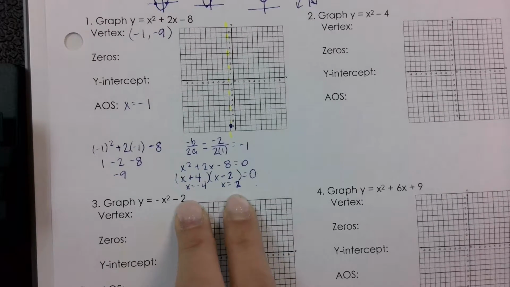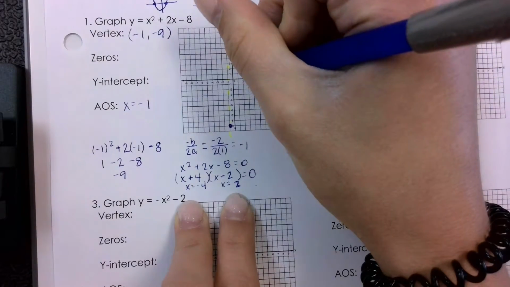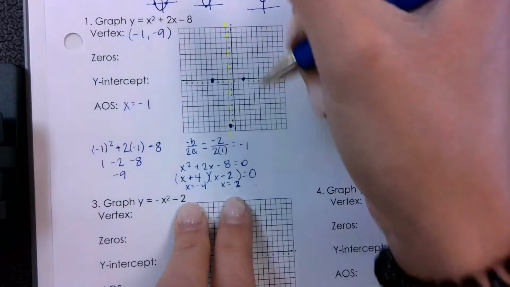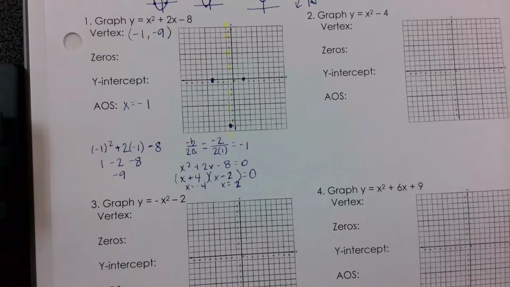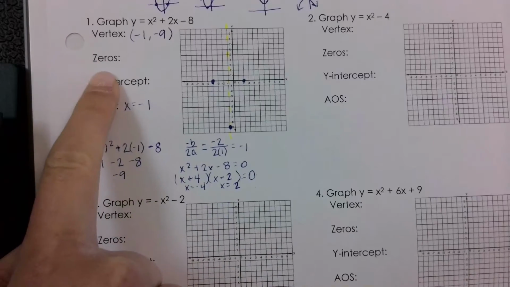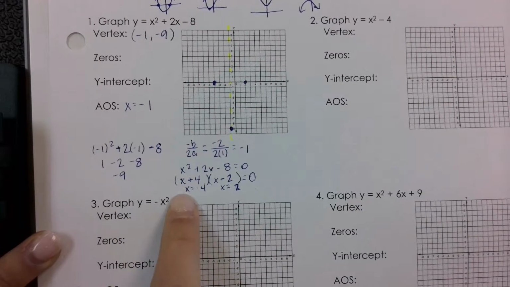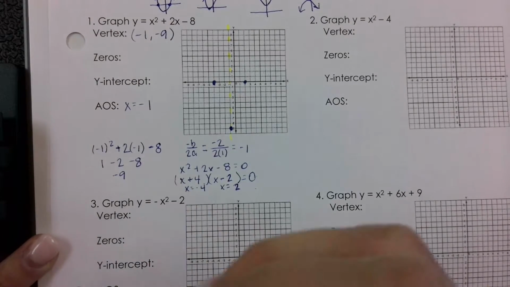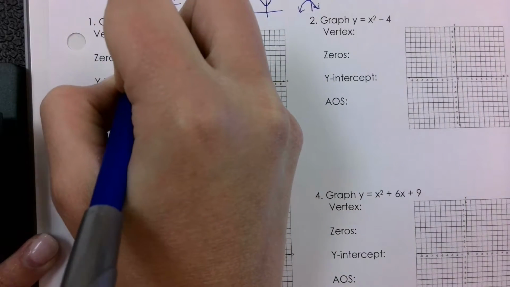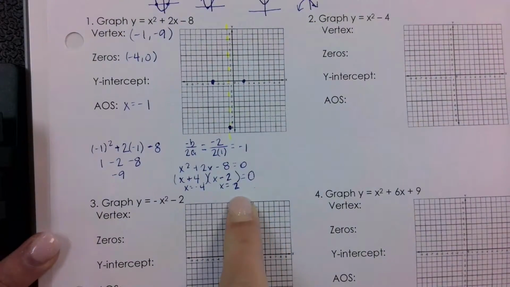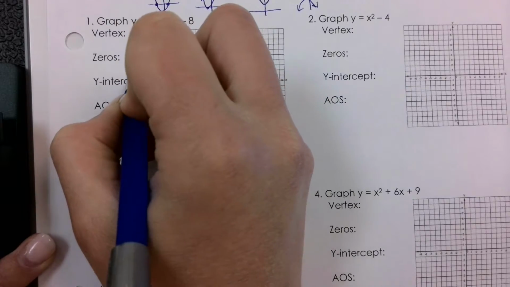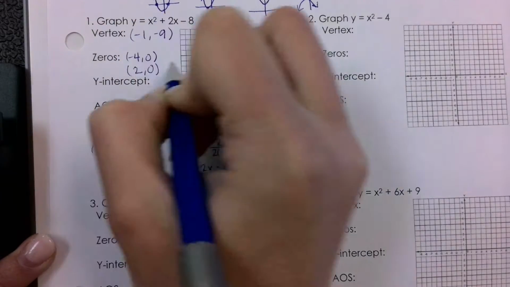Do you agree? Yeah. Okay, so I'm going to go to the x-axis and put a point at +2 and put a point at -4. So we've got those. And we can go write our zeros. I want to write them as ordered pairs. So how would we write -4 as an ordered pair? Okay, -4, 0. And then what about the +2? Is it 0, 2 or 2, 0? 2, 0. Good.